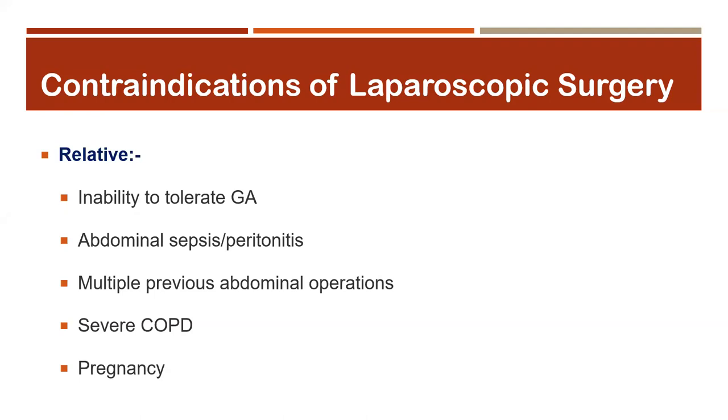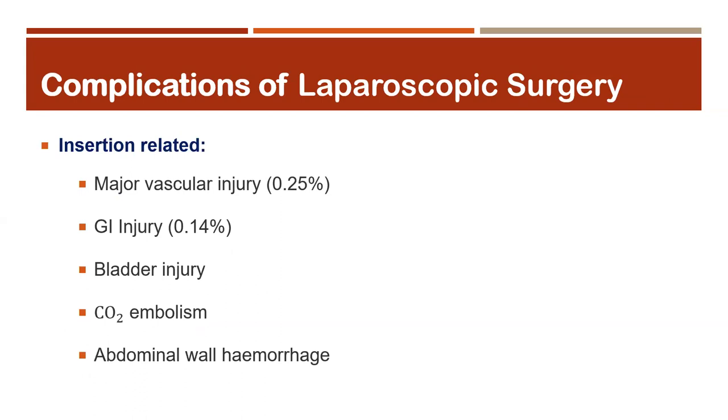And in some places, lap cholecystectomy is also done under spinal. But ethically, it should not be promoted because it is associated with major complications due to high spinal anesthesia. Abdominal sepsis and peritonitis are not indications. With multiple previous abdominal operations there may be adhesions, so it is contraindicated. And if the patient is suffering from severe COPD, and in pregnancy, the laparoscopic procedure is definitely contraindicated.